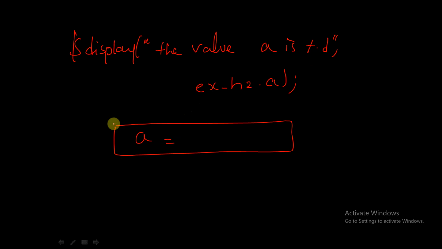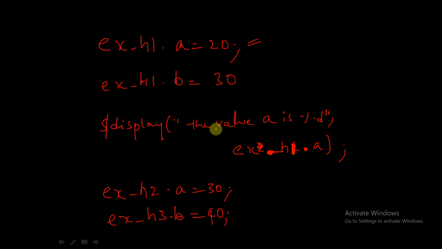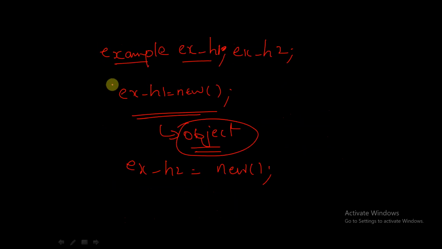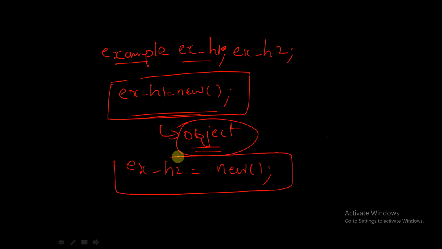30. Yes. So the value of a that will be printed will be equal to 30. Why? Because we are creating two separate objects, ex_h1 is equal to new and ex_h2 is equal to new.